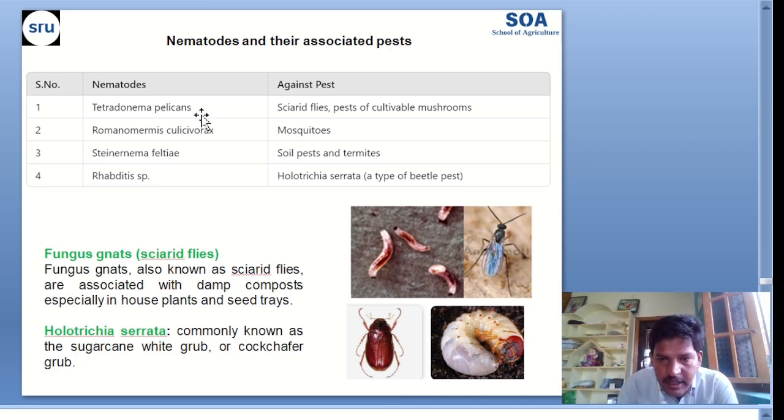Tetradonema pelicans is effective against sciarid flies, that is fungus gnats, which are pests of the cultivable mushroom. Second nematode, Romanomermis culicivorax, is effective against mosquitoes. Steinernema feltiae is effective against soil pests and termites. Rhabditis species is effective against Holotrichia serrata, a type of beetle pest.